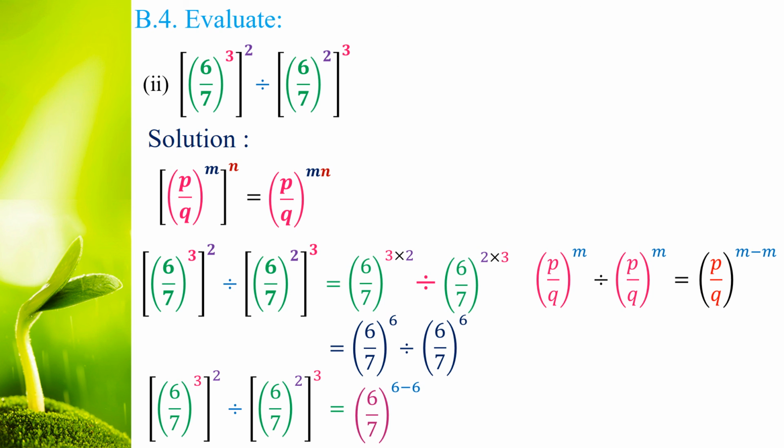So, place the same base 6 by 7 and then subtract the powers. 6 minus 6 equals 6 by 7 to the power 0. P by Q to the power 0 is 1. So, 6 by 7 to the power 0 equals 1.